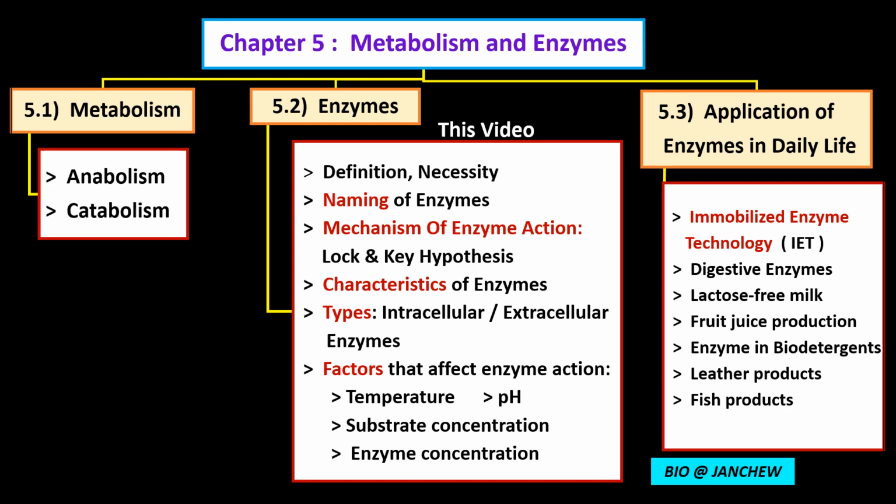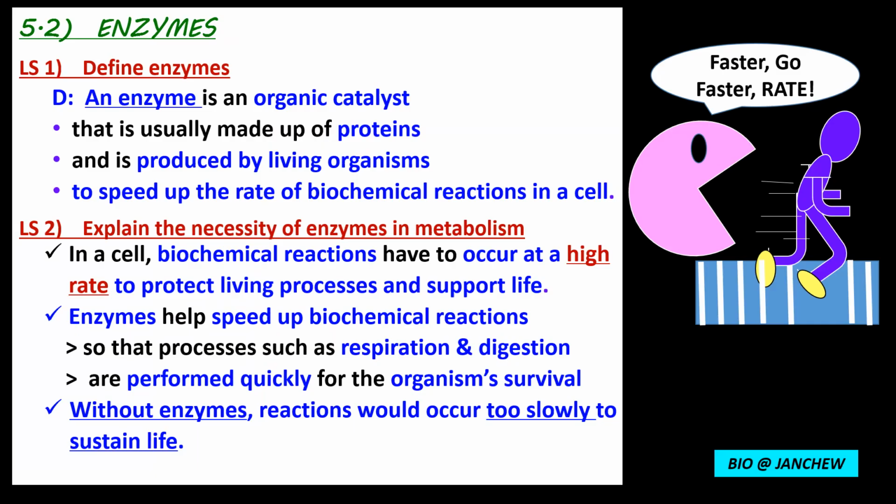So we'll start with the definition. Right, so 5.2 enzymes. Firstly, let us define what enzymes are. This is learning standard number 1. D for definition. An enzyme is an organic catalyst that is usually made up of proteins and is produced by living organisms to speed up the rate of biochemical reactions in a cell. Okay, so there are 4 parts here to the definition, and you have to memorize it word for word if it is a definition. So first we have to understand what it means.